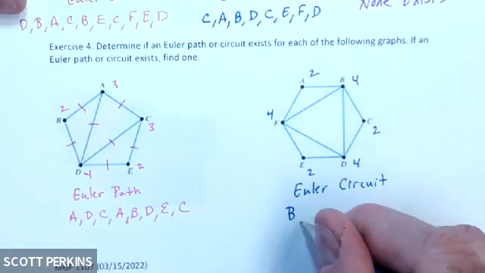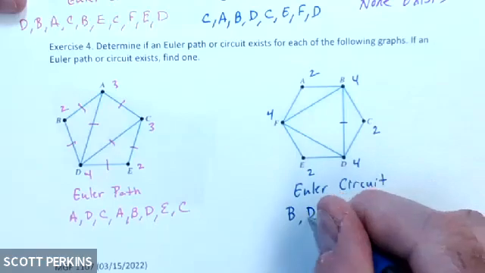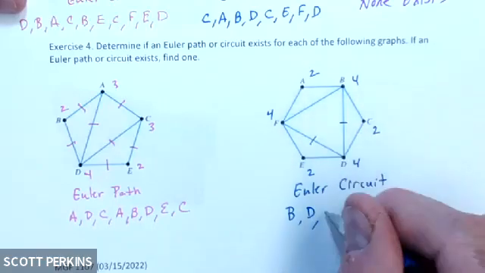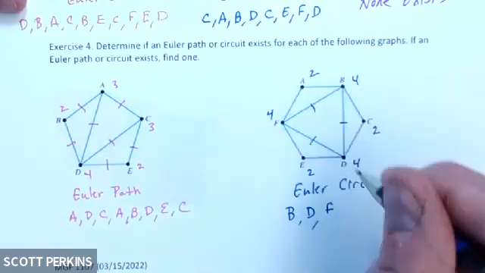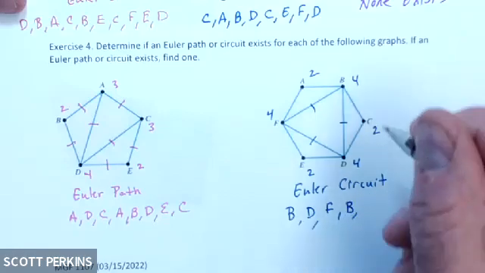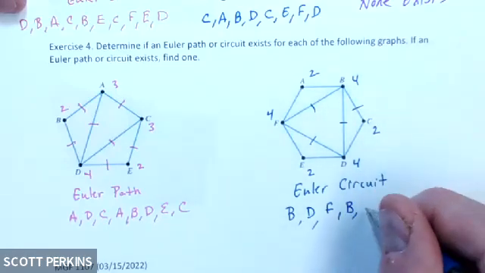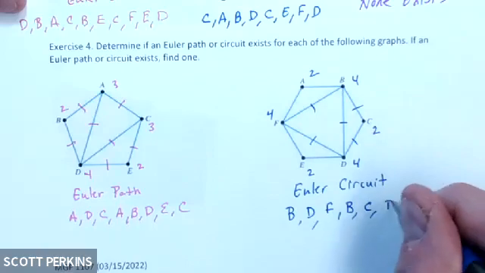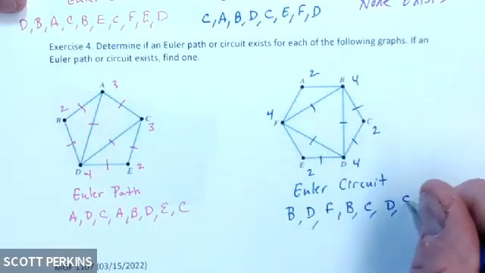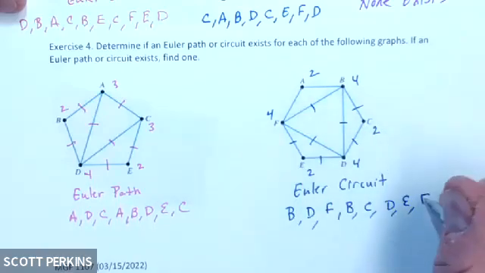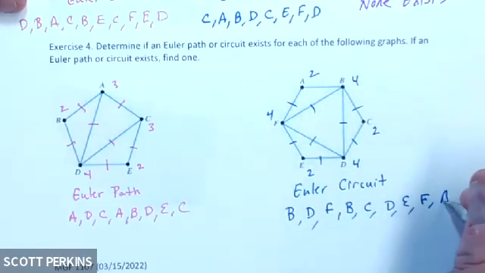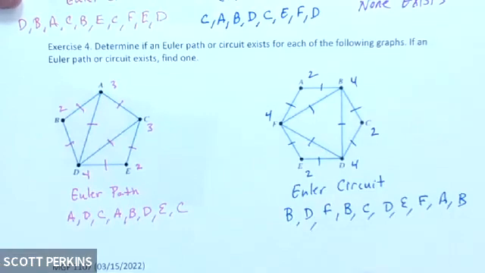So I'm going to start at B, and I'm going to go down to D, and then go up to F, and then go back to B, and then I'm going to go around the outside now. I'm going to go to C, and then to D, and then to E, and then over to F again, and then to A, and then finally to B where I started, and there's my Euler circuit.